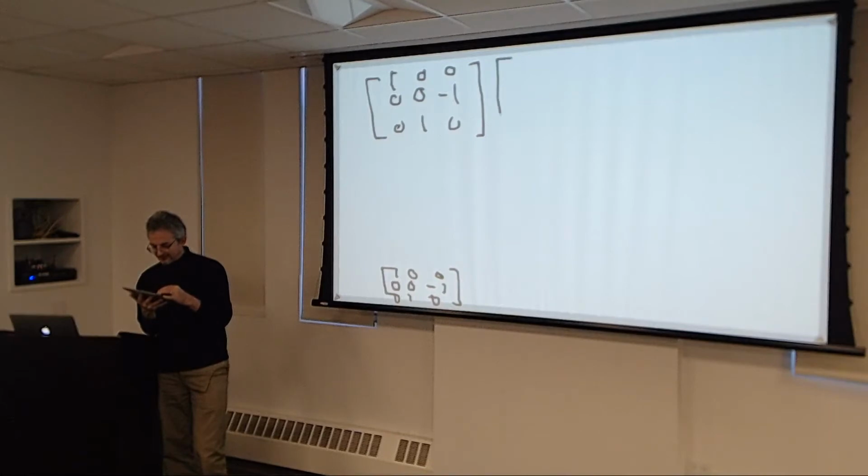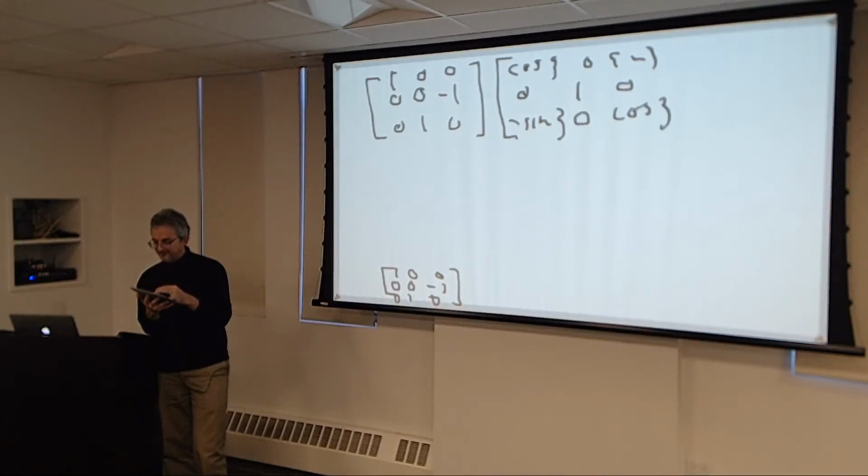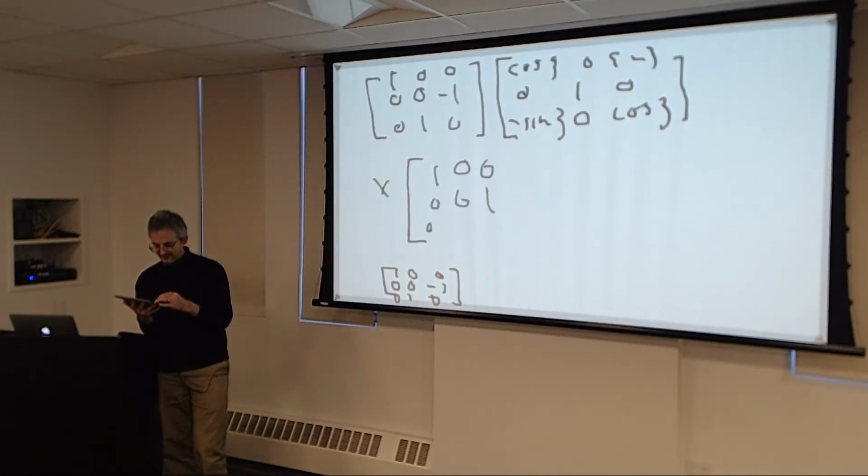And then the y rotation would be cosine zeta, 0, sine zeta, and 0, 1, 0, minus sine zeta, 0, cosine zeta, and then the inverse, interesting down there, of this would be 1, 0, 0, 0, 0, 1, 0, minus 1, 0.